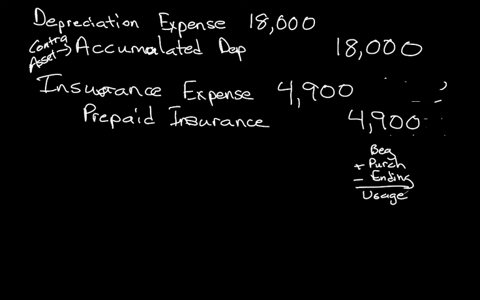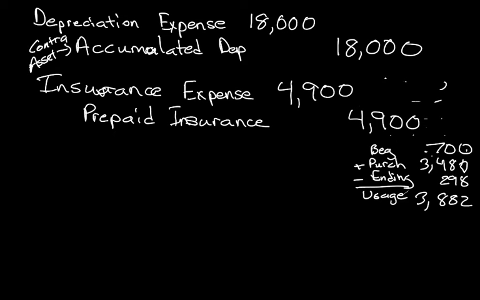The beginning here is the 2012 ending balance. I made a mistake. The purchases are $3,480. And let's erase this. And the beginning balance was $700. And the ending balance was $298, which makes the usage $3,882.